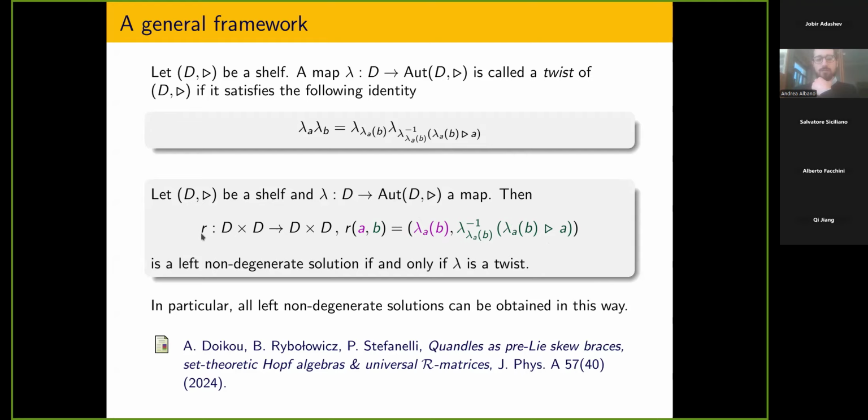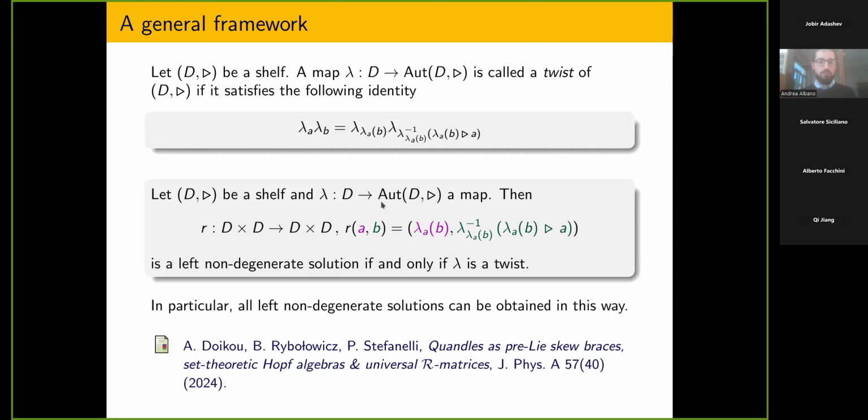So given a shelf and such a map, it can be proven that such an R from D squared to D squared is a left non-degenerate solution if and only if lambda is a twist for the shelf that you start with. In particular, it can also be proven, and this is very important, that all left non-degenerate solutions can be obtained in this way. Recall that left non-degeneracy means that the lambda maps here are bijective.